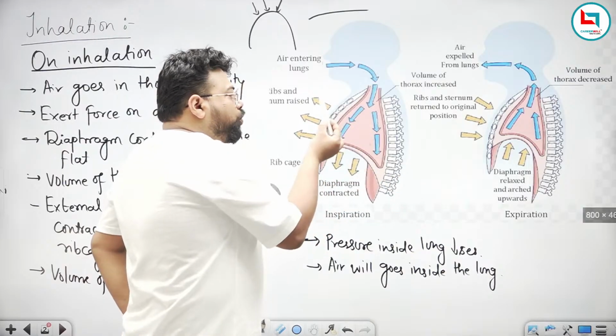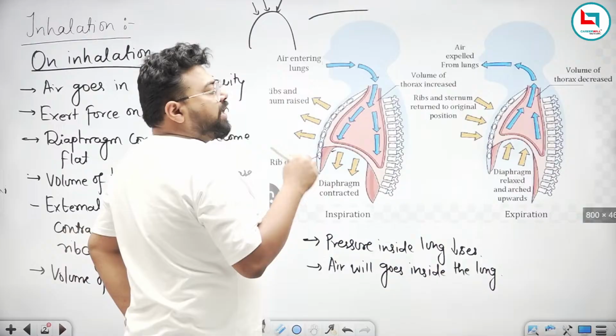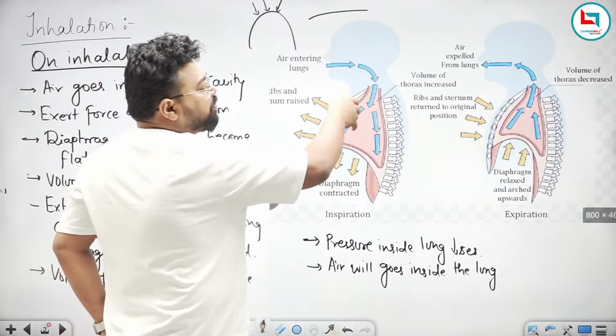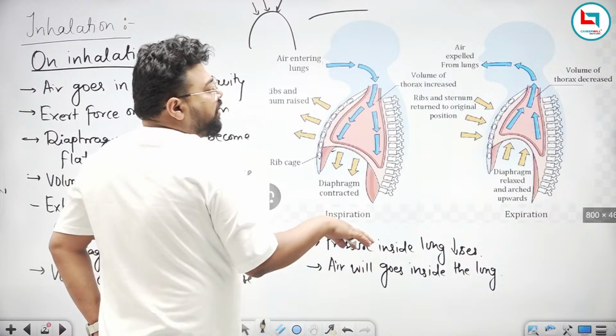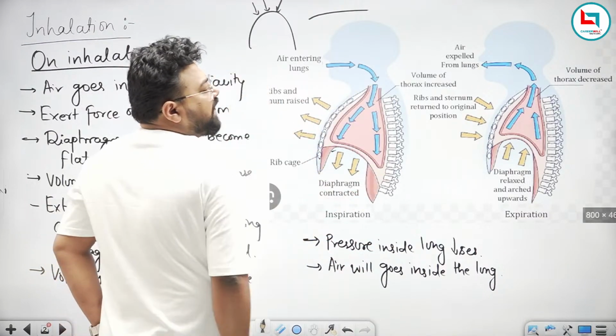Now, due to these two phenomena, the volume of the thorax or chest cavity increases, and whenever the volume is increased, automatically the pressure inside the lung gets decreased. So the air present in the thoracic cavity will go inside the lungs.